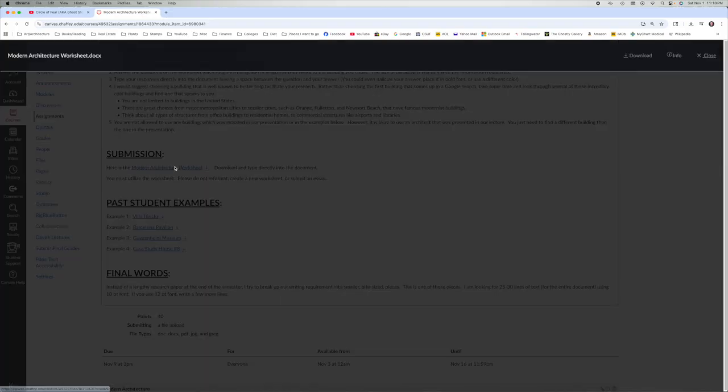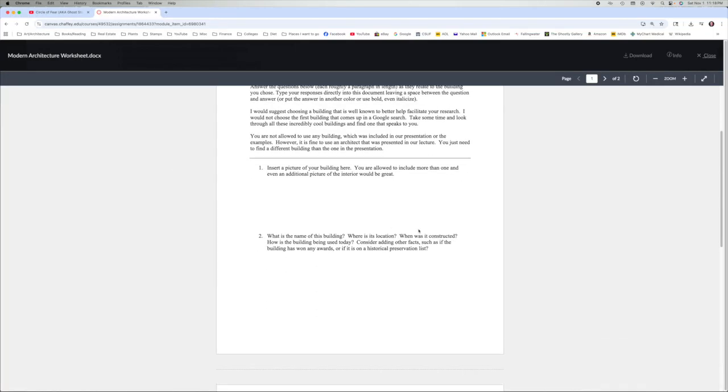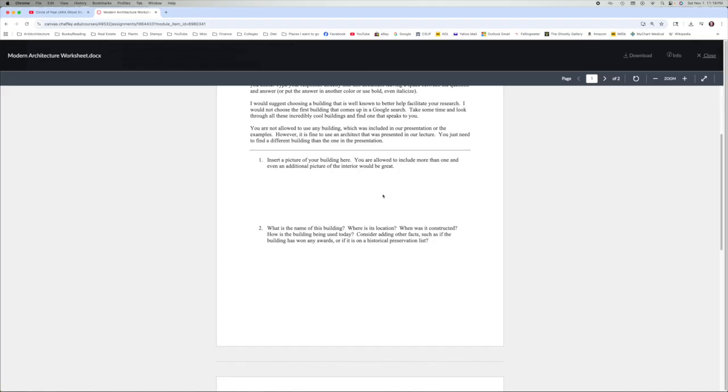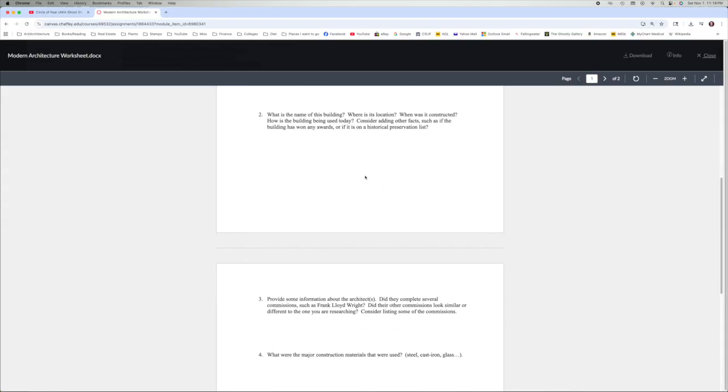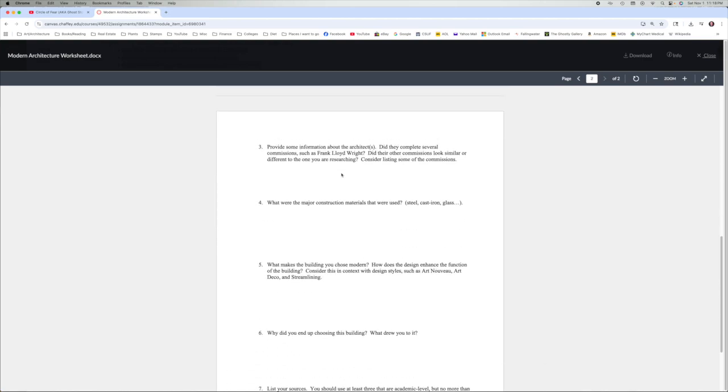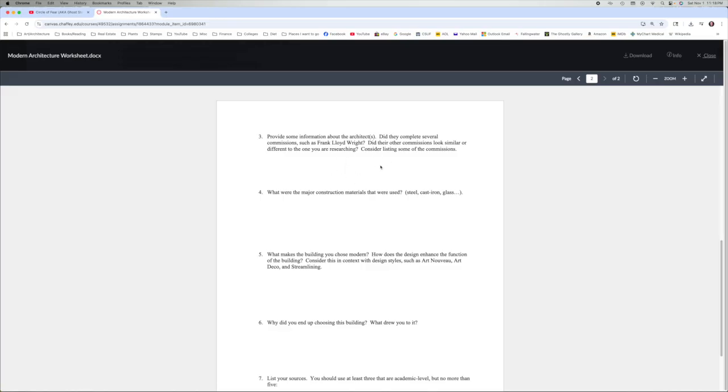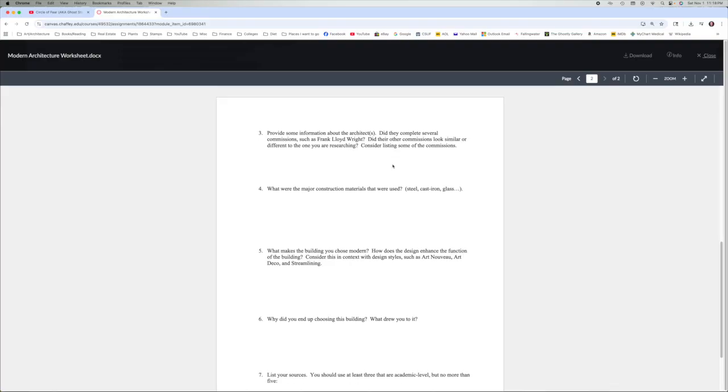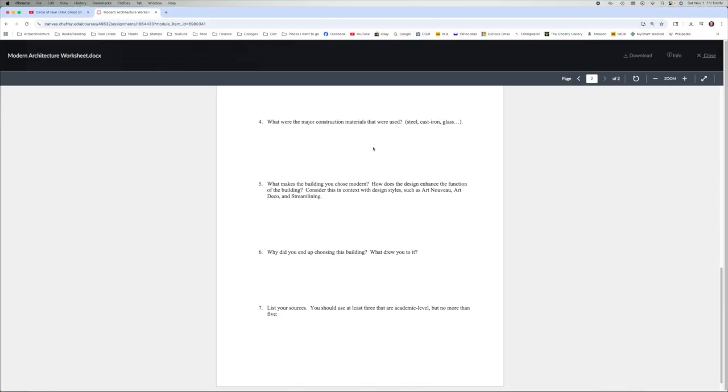And what you're going to do here is you're going to fill out this worksheet. At the very top of the worksheet, you're going to pop in a picture or two of the building. You can even put in a picture of the interior. Question 2 asked you to talk about the name of the building, its location, when was it constructed, and so on. Provide some information about the architect or architects. I would even add architectural firm if that's the case. What were the major building materials? This should be a fairly short paragraph. In fact, probably no more than a sentence or two.